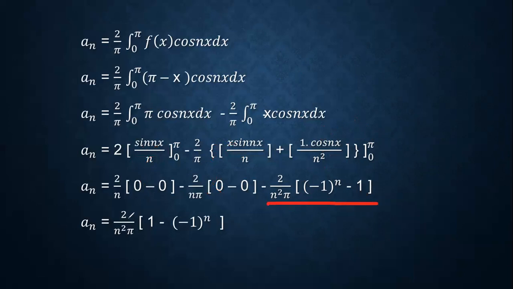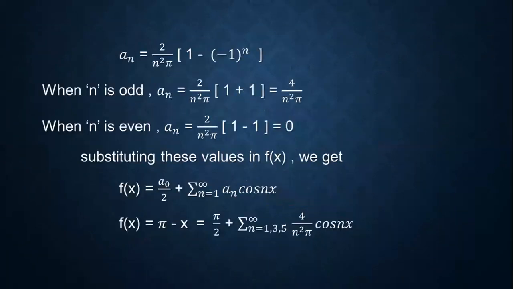So finally you will get 2 by n square into pi into 1 minus. Here you will have the minus term. If you multiply this minus term internally, these two terms will get interchanged. Then finally 1 minus minus 1 whole power n. This is your an value. So an is equal to 2 by n square into pi, 1 minus minus 1 whole power n.